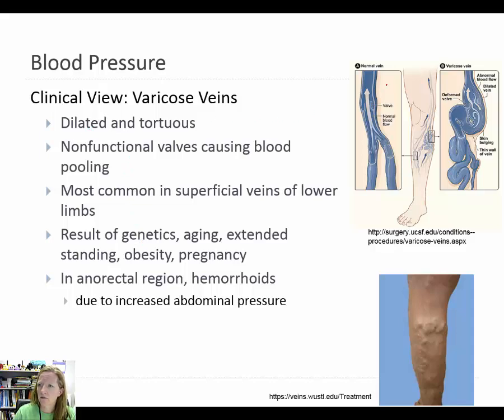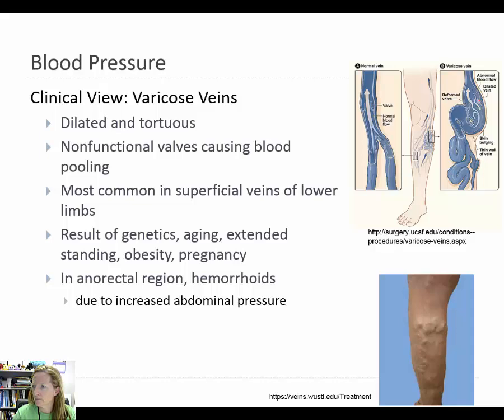Look at the veins. This is a normal vein, but this is a varicose vein, and it's going to cause the veins to get dilated, tortuous, which is basically how they're going to be all kind of in this twisted shape. But also the valves are going to get weak because of it as well.